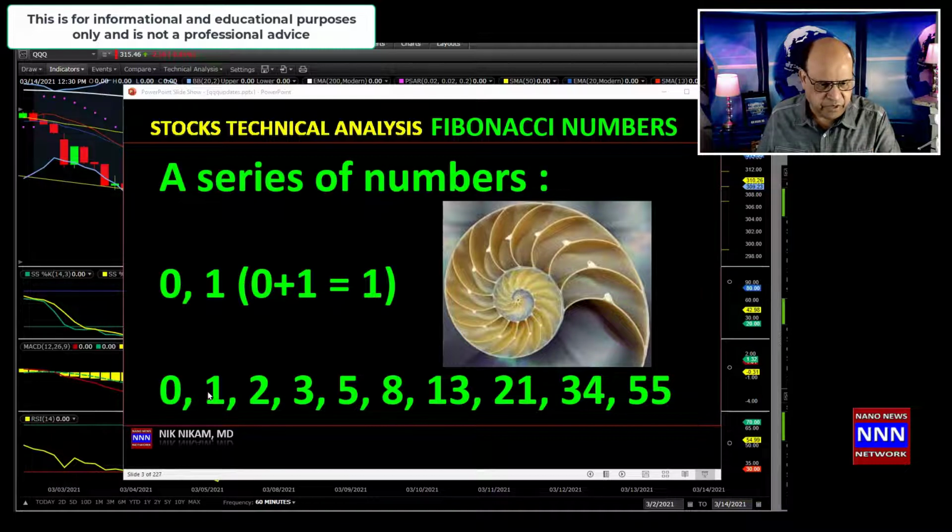0 plus 1 is equal to 1. 1 plus 1 is equal to 2. 2 plus 1 is 3. 3 plus 2 is 5. 5 plus 3 is 8. 8 plus 5 is 13. And the numbers go on.